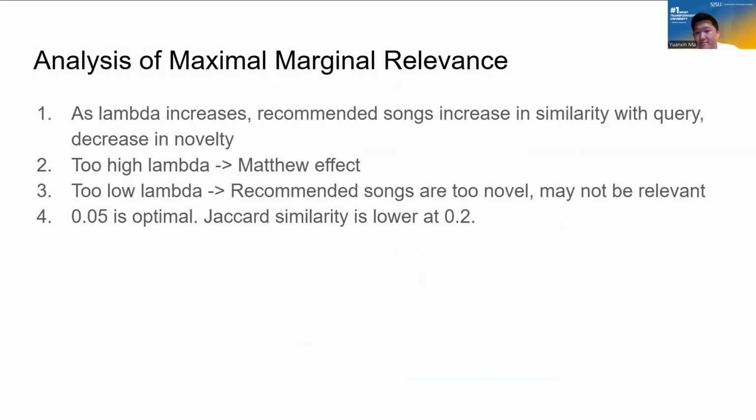So the analysis of maximal marginal relevance is that as lambda increases, the recommended songs increase in similarity but decrease in novelty. This is the inverse of the previous metric. Too high of a lambda, we get the Matthew effect. Too low of a lambda, recommended songs are too novel and may not be relevant. So we feel that a lambda of 0.05 is optimal, with Jaccard similarity lower at 0.2 rather than the baseline of 0.3.